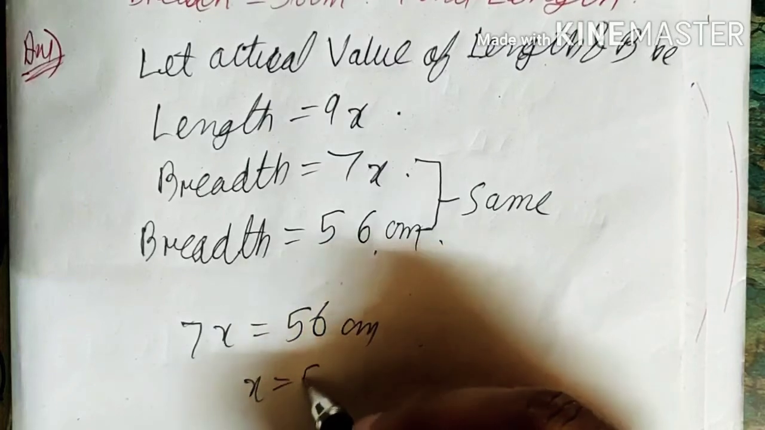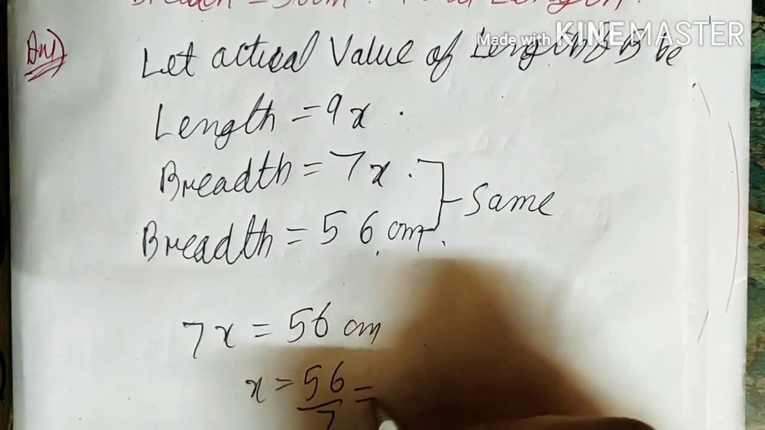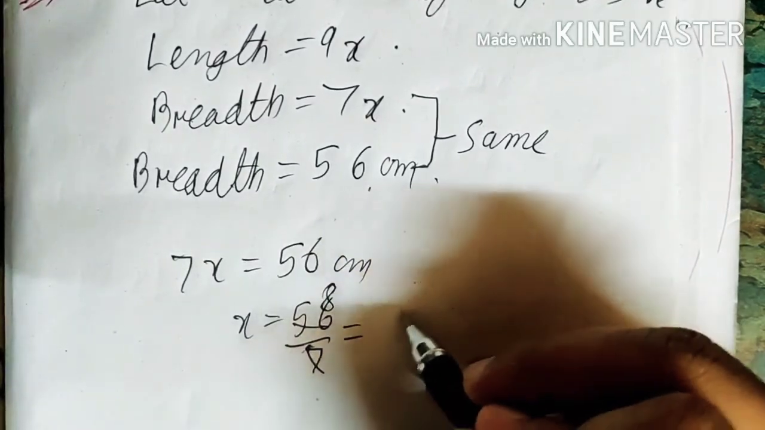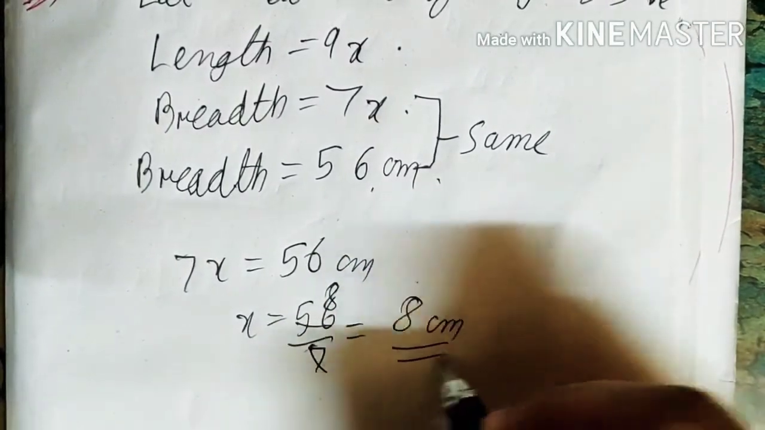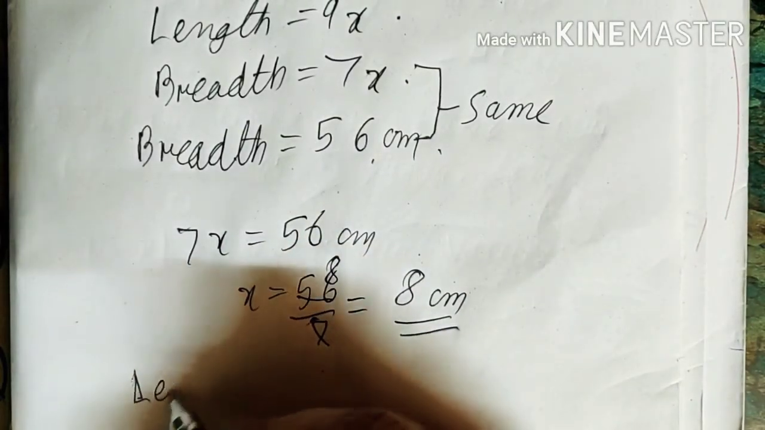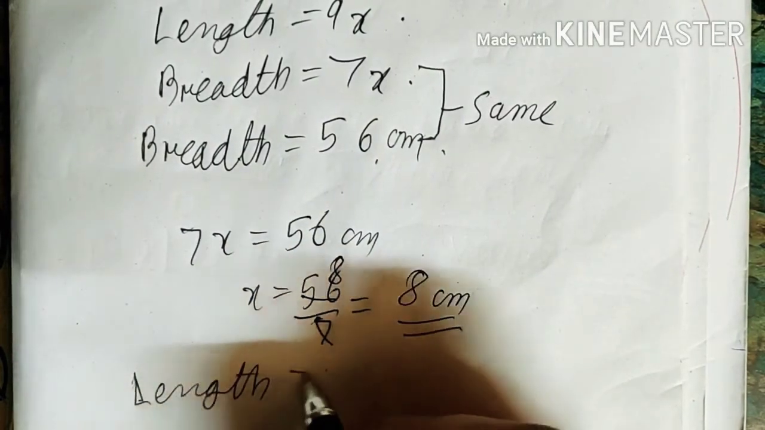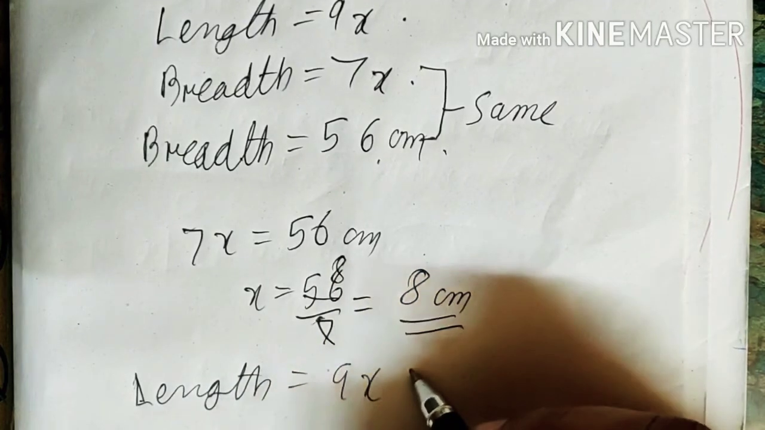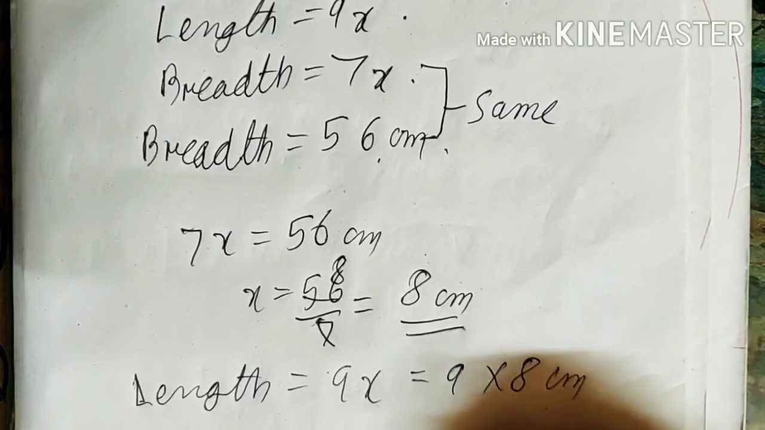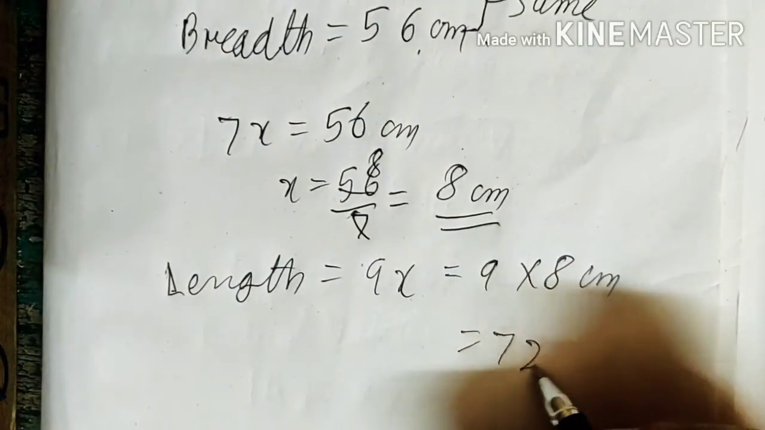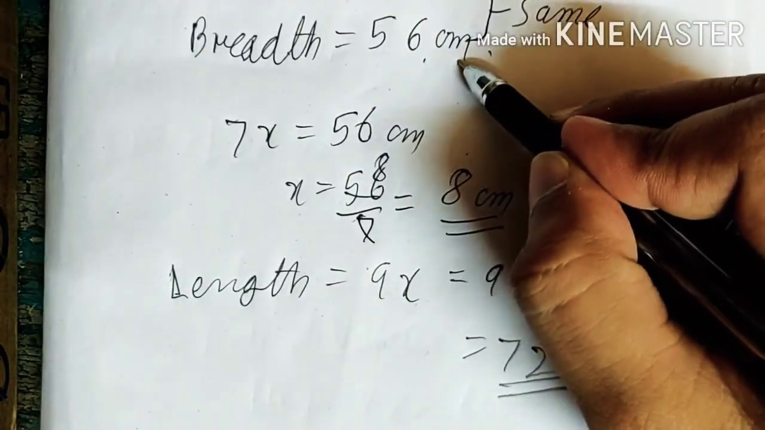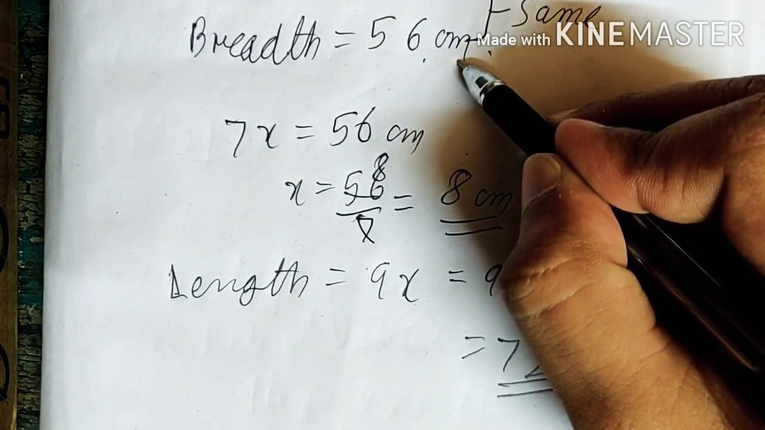x will be equal to 56 by 7, that is 8. 8 centimeter is the value of x here. So length was 9x, that is 9 into 8 centimeter, that is 72 centimeter is the actual length, and 56 centimeter is the actual breadth.